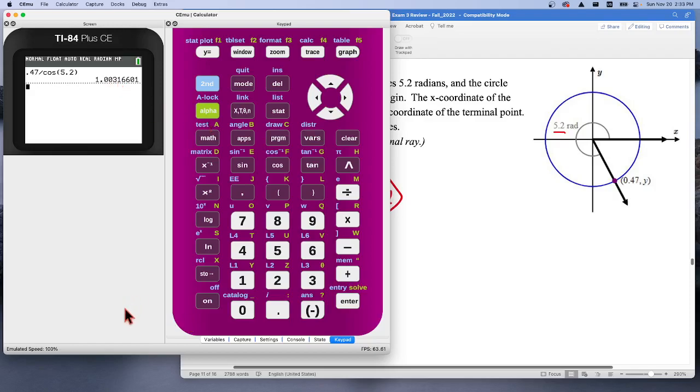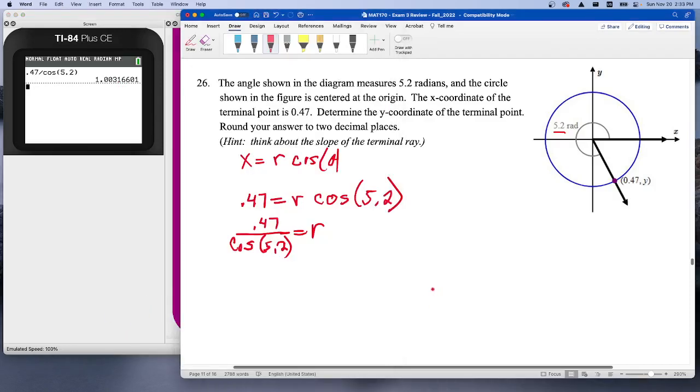So what we find out is that r is 1.003. That's 3 decimal places. I'm going to go 2 more, let's make it as good as we can without rounding. I could have rounded this to 7.